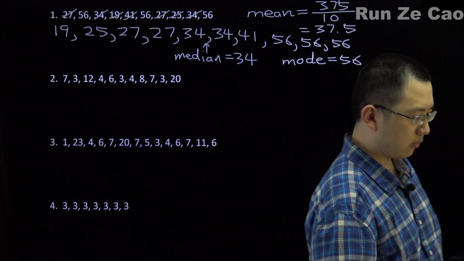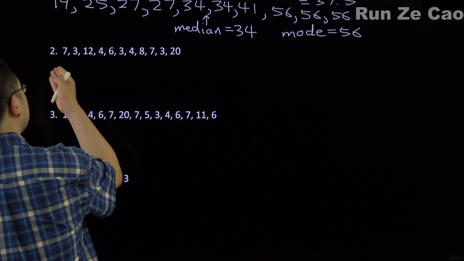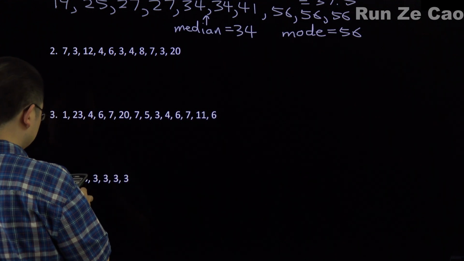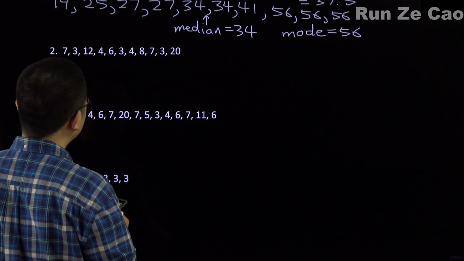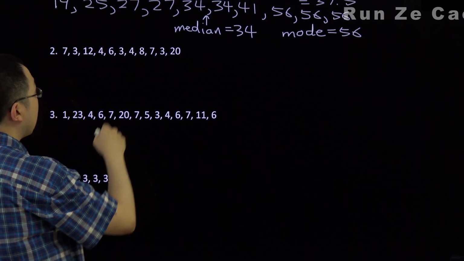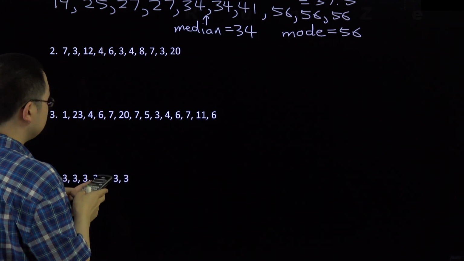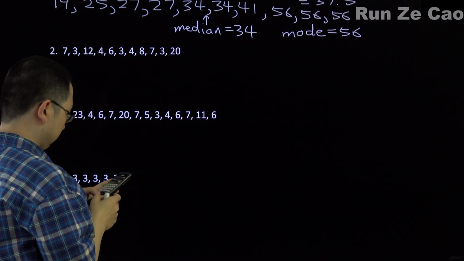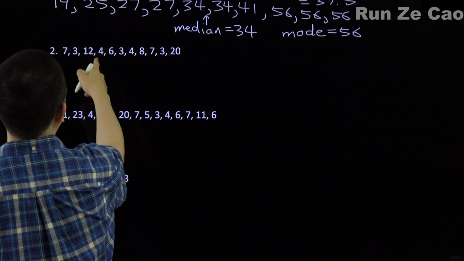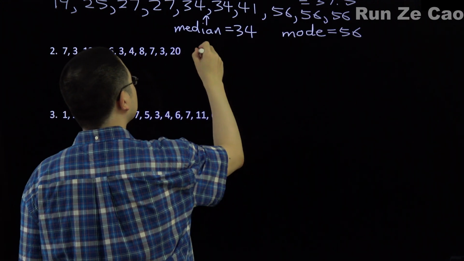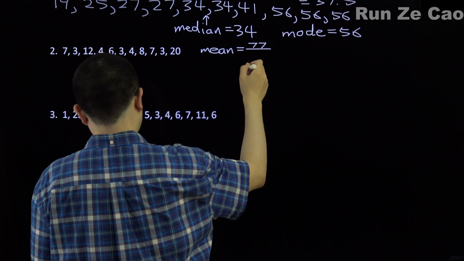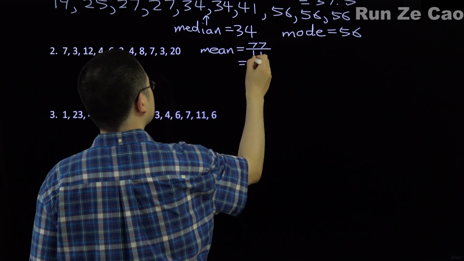Okay then, for this next one, for the mean we'll have to find the total. So 7 plus 3 plus 12, 22 plus 4 plus 6, so it's plus 10, plus 3 plus 4 plus 8 plus 7. You know what? 3 plus 7 is 10, 4 plus 8 is 12, therefore plus 22 plus the last two, 23. So 77. There are how many numbers? There are 1, 2, 3, 4, 5, 6, 7, 8, 9, 10, 11 numbers. So mean is equal to 77 over 11, which is equal to 7.